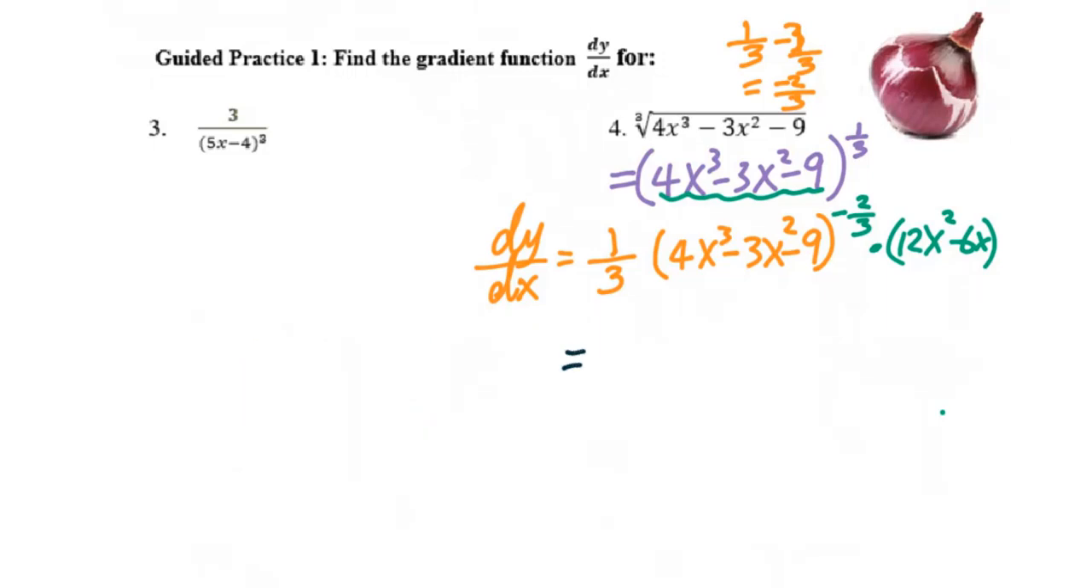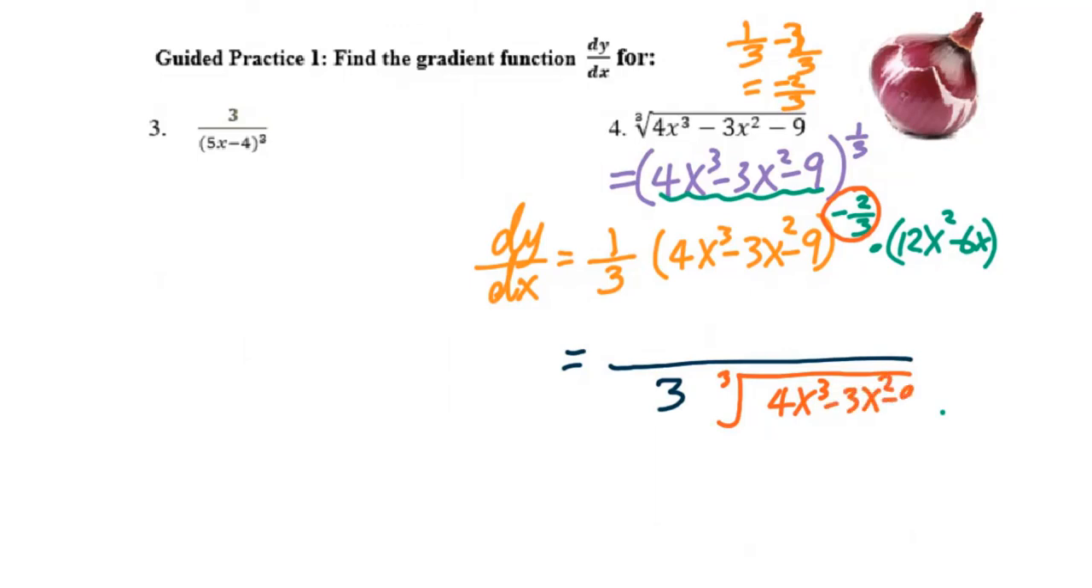Then you organize. In the denominator, I have 3. This is a negative exponent, definitely go to the denominator. So cubic root of 4x third power minus 3x squared minus 9, squared. Then to the top, you will get 12x squared minus 6x. This will be the derivative of number 4.